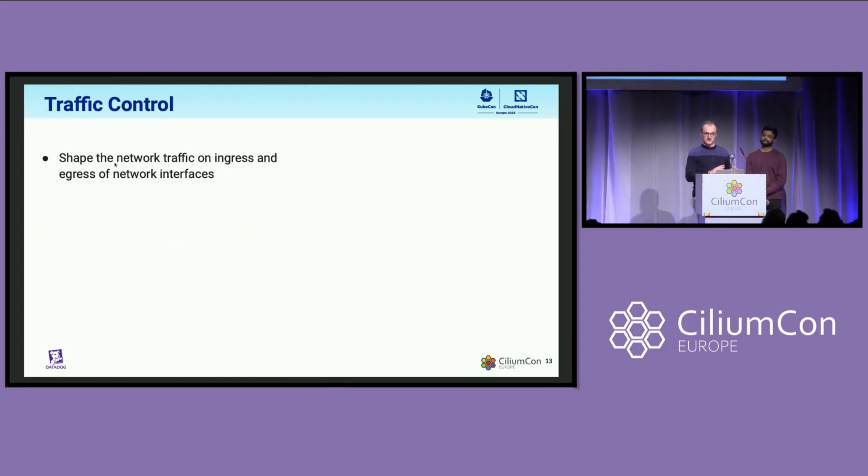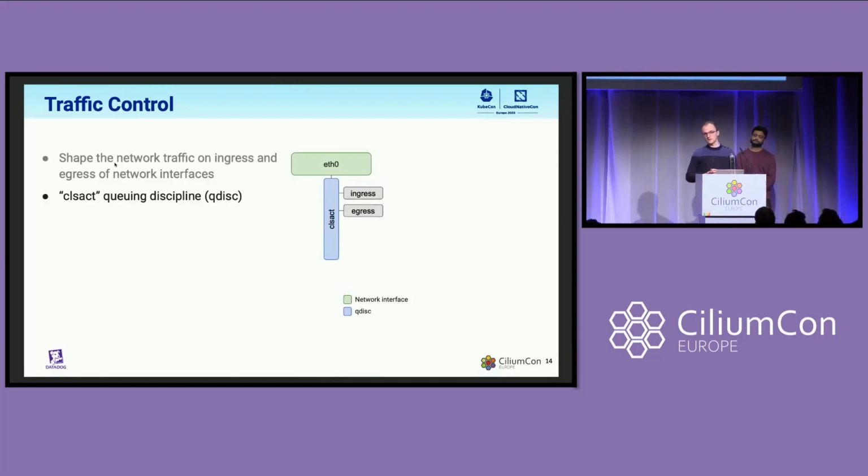So traffic control in general is a pretty complex subsystem of the Linux kernel that is usually used to shape the network traffic on ingress and egress. In other words, this means that given a specific interface, you can actually monitor each and every single packet that comes in and out of this specific interface. It usually works with something we call a queuing discipline. There are a lot of different queuing disciplines, but the one we care about here is the CLS-ACT one.